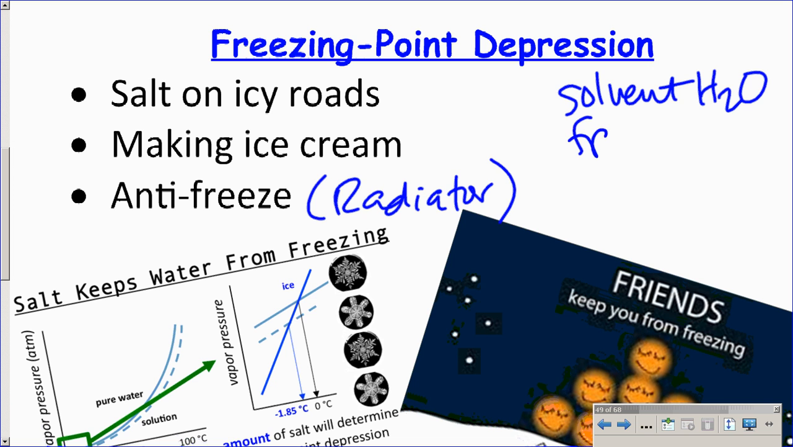Right. Freezing point is generally 0.0 degrees Celsius. So what they do is they put salt, lots and lots of salt, or brine, road salt, all these different words for this. They put it on the road.